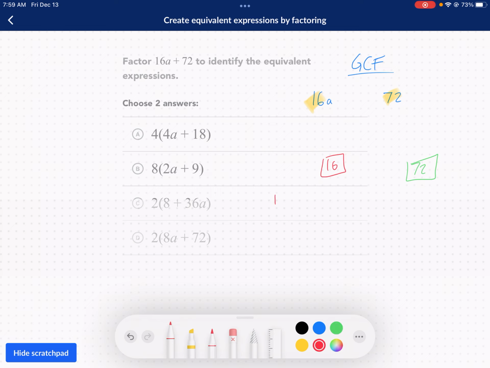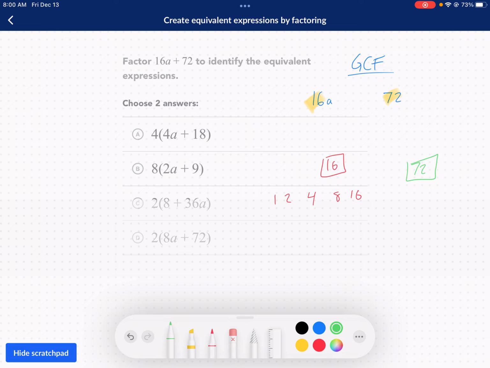I like doing it this method where I start with my different numbers that multiply together to give me 16. So I have 2 and 8. I like to go in this sequence until I get to the middle. 3 is not, and then we have 4, and that's it. So we have 1, 2, 4, 8, and 16 as factors of 16.